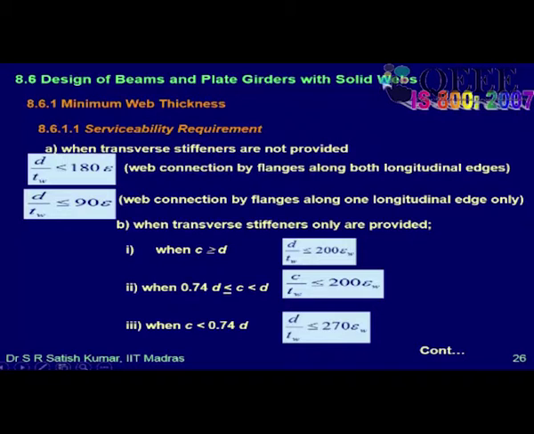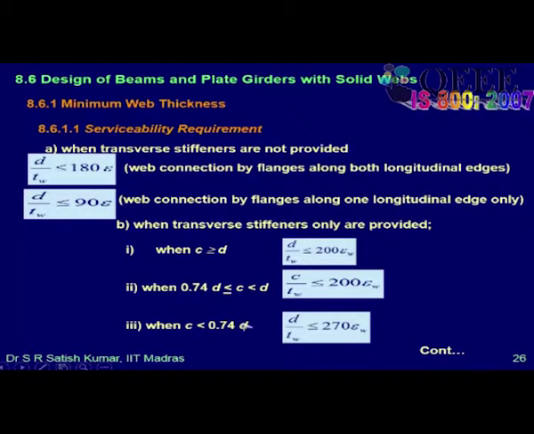Design of beams and plate girders with solid webs. When d by t w is less than 180 epsilon, and c is greater than d, so when transverse stiffeners are not provided, the code says you limit your d by t w to 180. And when transverse stiffeners are provided, you can go beyond 180, up to 200 if c is greater than d, and up to 270 if c is less than 0.74 d.